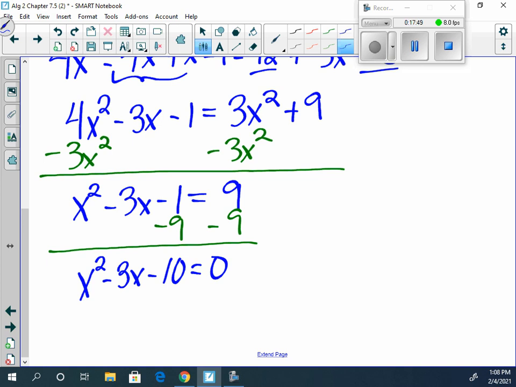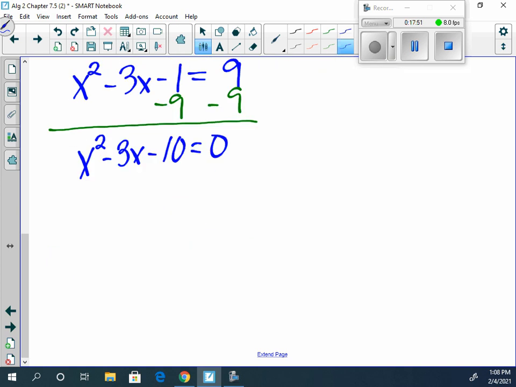Okay, what can we do next? Factor it. Since 10 is negative, our signs are positive and negative. The factors of x squared are x and x, because that's the only way we can multiply together to get x squared. And what factors of 10 would we use? 2 and 5. Which one would be positive and which one would be negative? Yes.